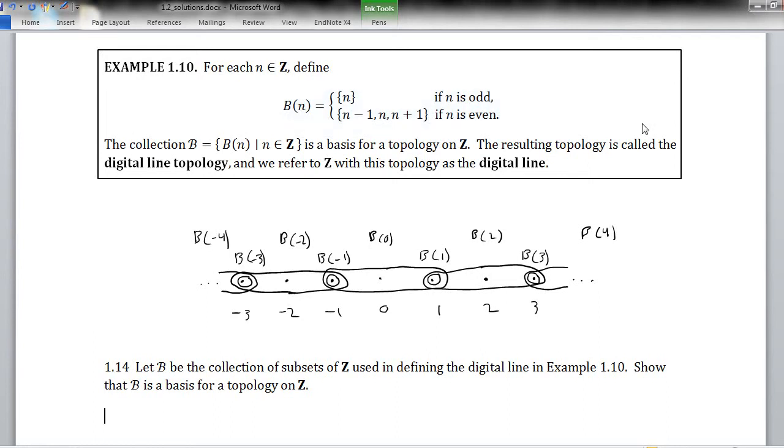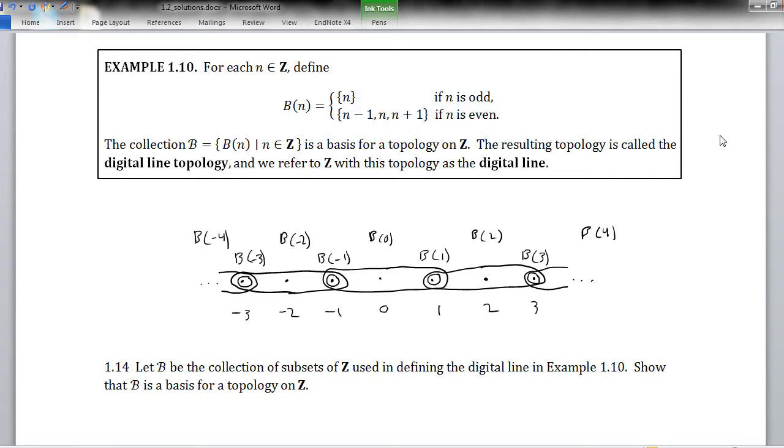Example 1.10. For each integer n, define b of n to be the set consisting just of n if n is odd, and the set consisting of n minus 1, n, and n plus 1 if n is even. And the collection B consisting of all such b of n is a basis for topology on the integers. The resulting topology is called the digital line topology, and we refer to Z with this topology as the digital line.